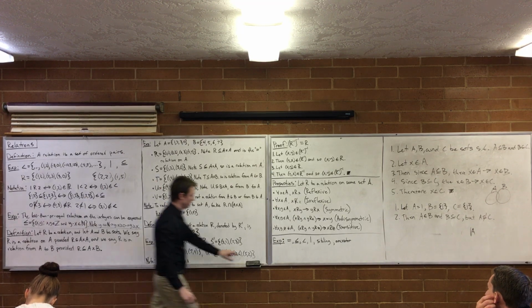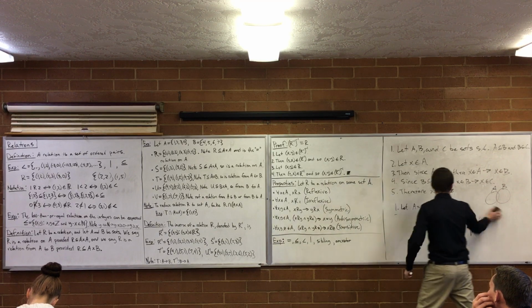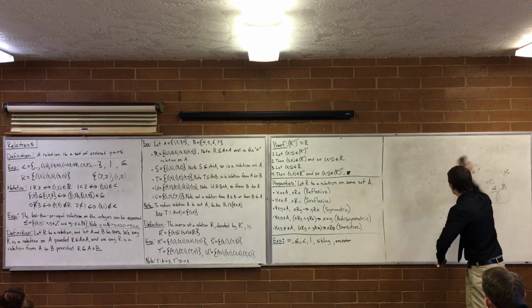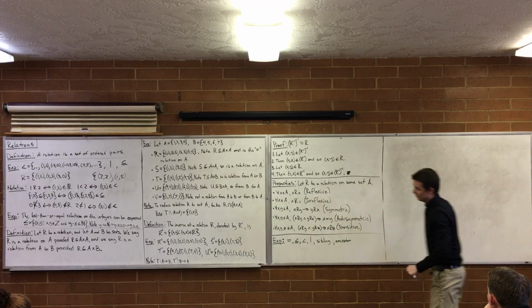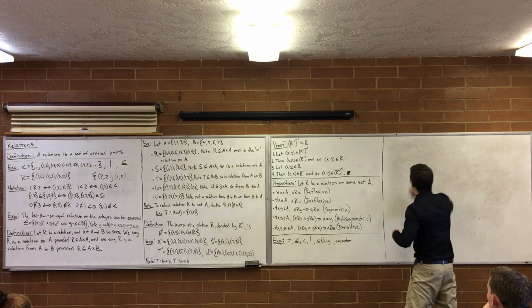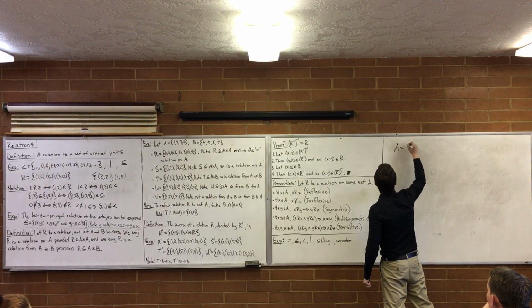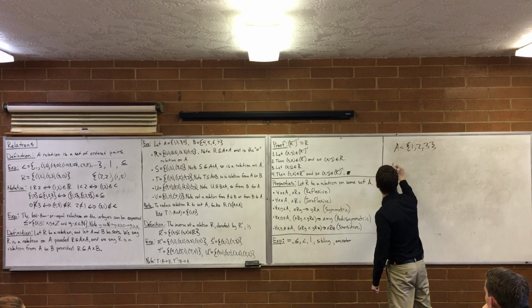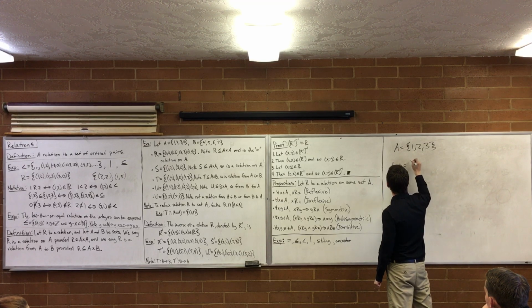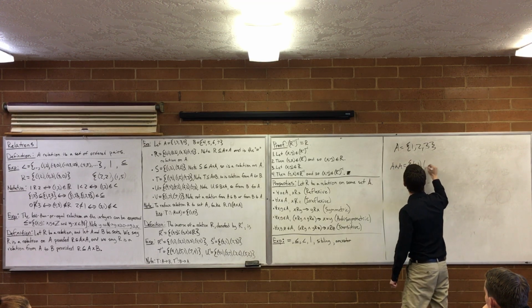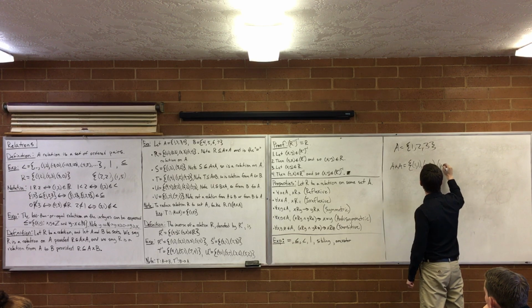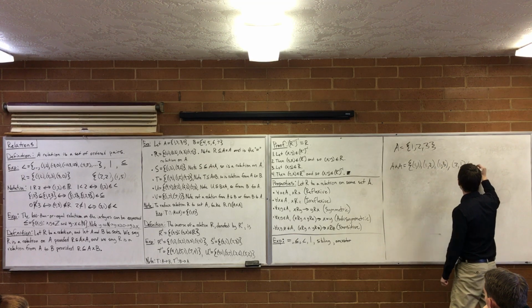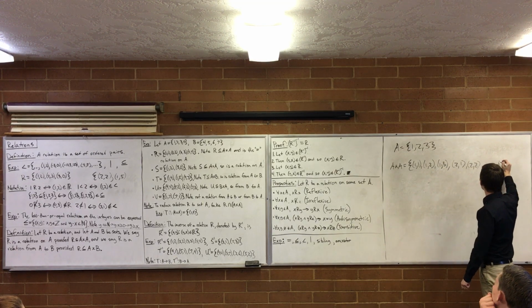Let's do an example of that real quick. So pick a set A: 1, 2, 3. Then A cross A is equal to the set (1,1), (1,2), (1,3), (2,1), (2,2), and it runs all the way to (3,3).